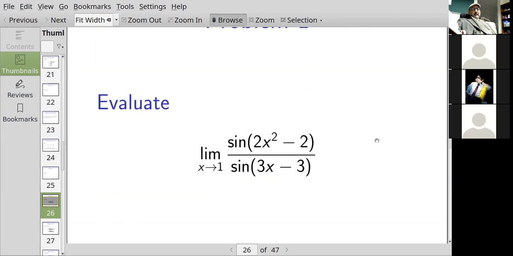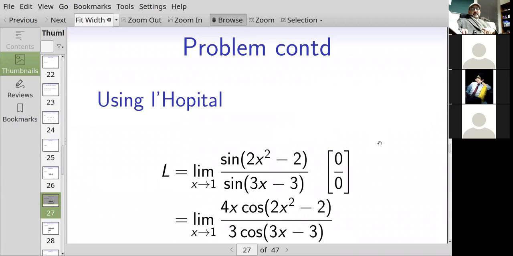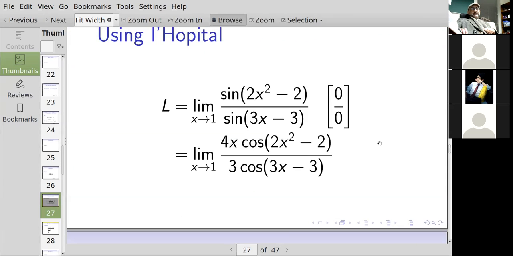Okay, so let's do some examples. Limit as x goes to 1 of sine of 2x squared minus 2 divided by sine of 3x minus 3. If I put in x is equal to 1, what will I get? 0 over 0. Yeah, I'll get 0 over 0. So that's a form that I can attempt to solve with L'Hopital's rule.